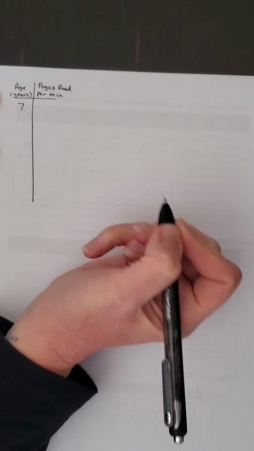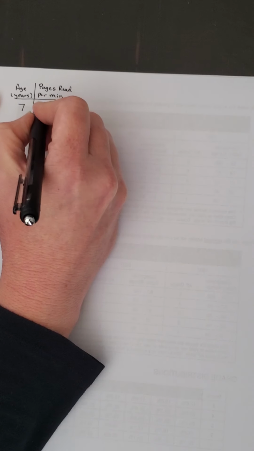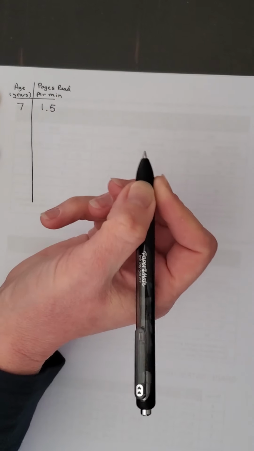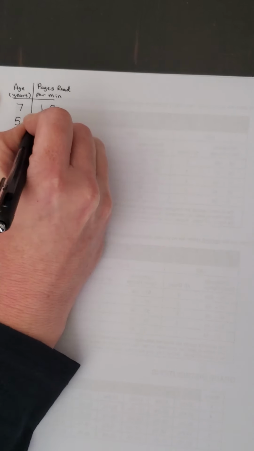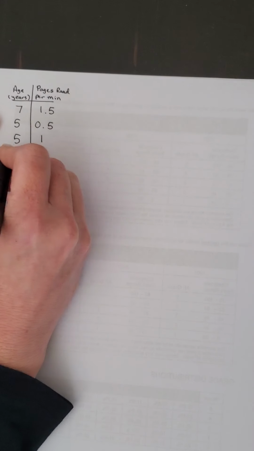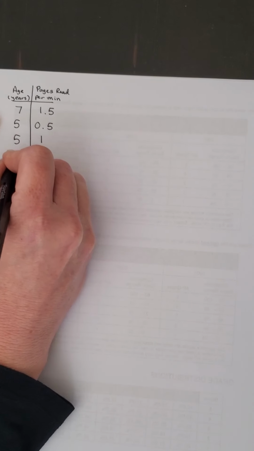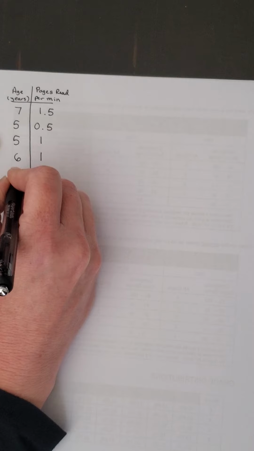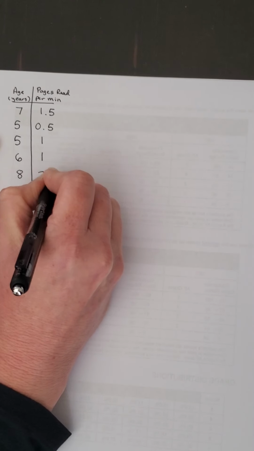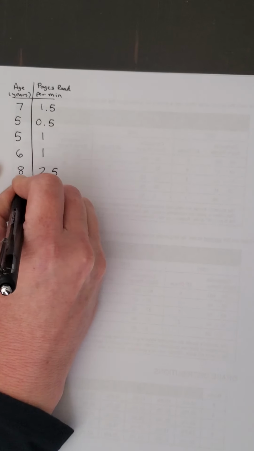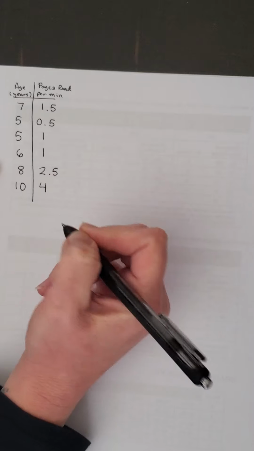So let's say we have a 7-year-old and they can read, say, 1.5 pages per minute. And we have a 5-year-old that can read, say, 0.5 pages per minute. Maybe we have a second 5-year-old and he can read 1 page per minute. We'll have a 6-year-old that's reading maybe 1 page per minute, an 8-year-old that's reading 2.5 pages per minute, and maybe one more. How about a 10-year-old who's reading 4 pages per minute?